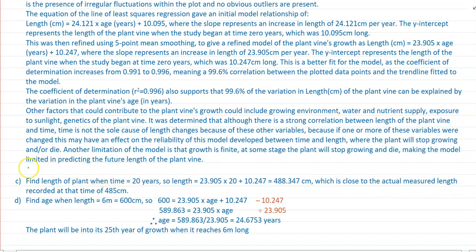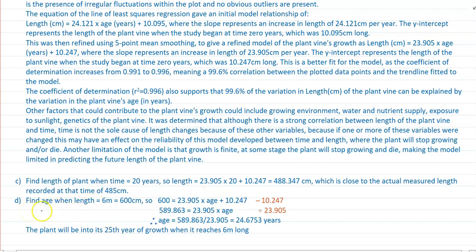Okay, the last two parts we had to find the length of the plant when time was 20 years. So essentially just subbing that into your model equation, and we can find that at 20 years you can predict the length to be 488.347 centimeters, which when you compare it to the actual measured length at 20 years, that was 485. So your model's not too bad at predicting future values.